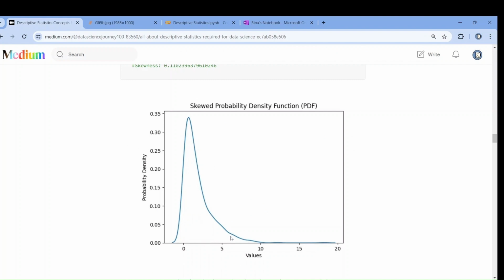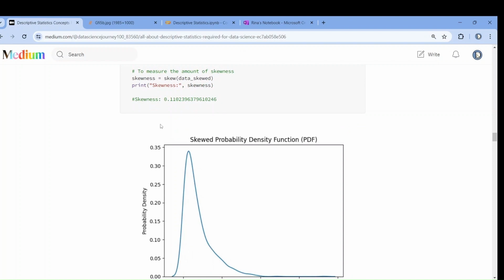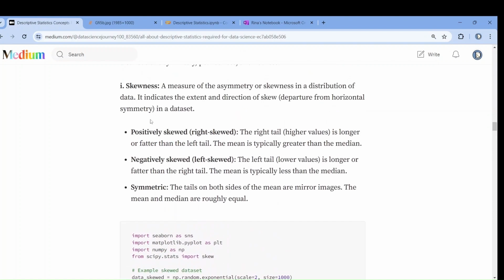You remember KDE plot? We have to find the probability density of the continuous variable by calculating the area under the curve. Because for continuous variable, we cannot calculate probability. Probability is 0. So instead of probability, we calculate probability density. Fine. So now we have to see whether the data set is positively skewed, negatively skewed, or the data set is symmetrical.